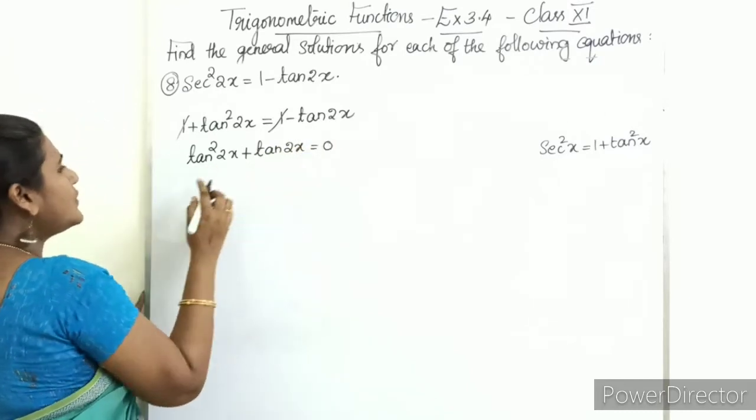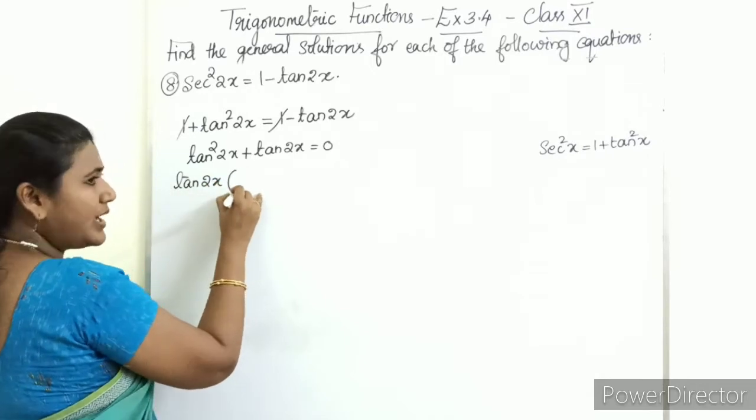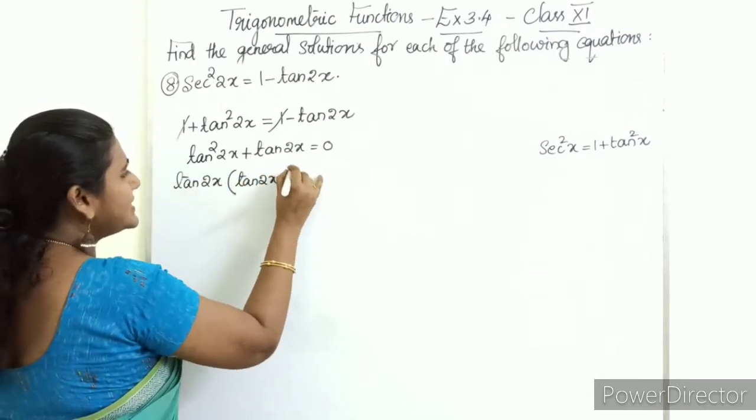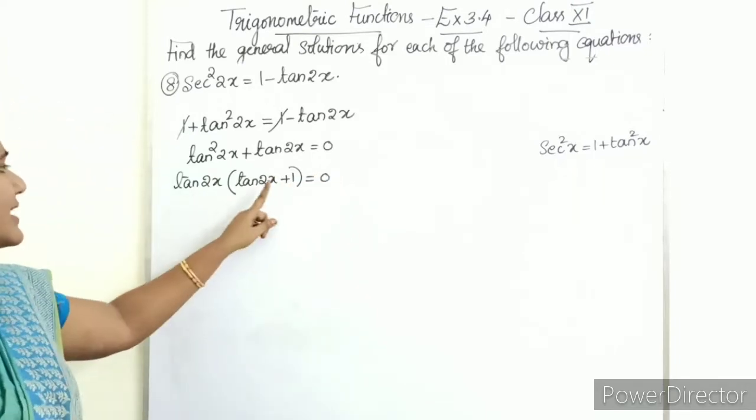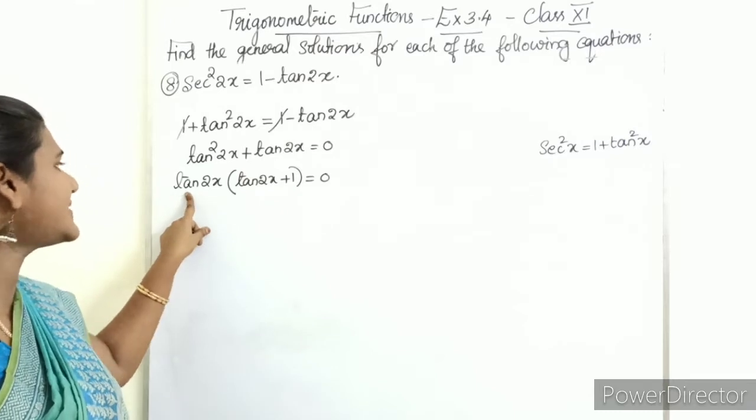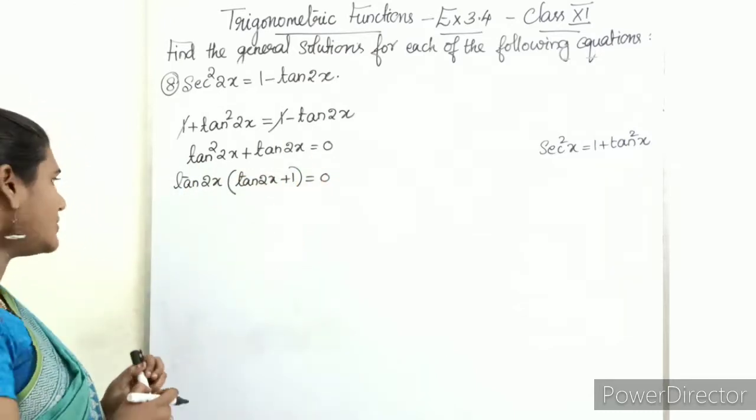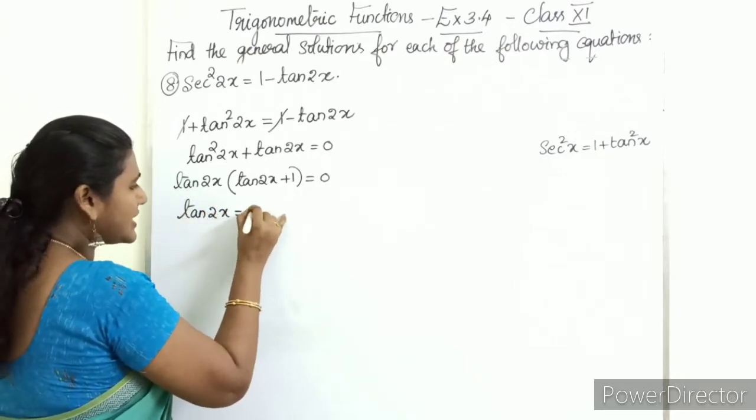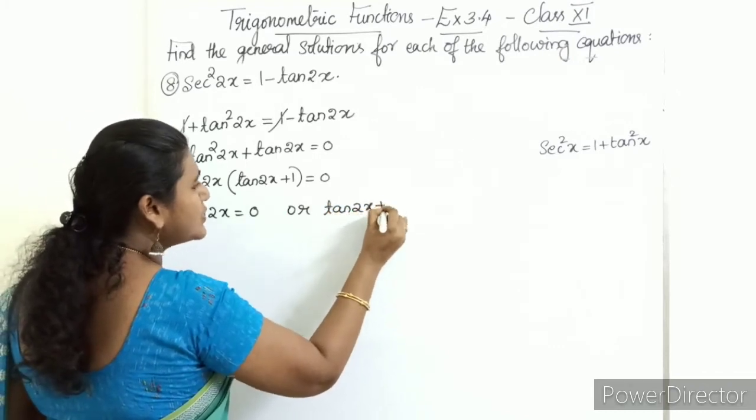Now from these two terms we can take tan 2x outside. What is the remaining term? Tan 2x plus 1 is equal to 0. Now we got the product of two factors, so either the first factor is equal to 0 or the second factor is equal to 0. So we can write tan 2x is equal to 0 or tan 2x plus 1 is equal to 0.